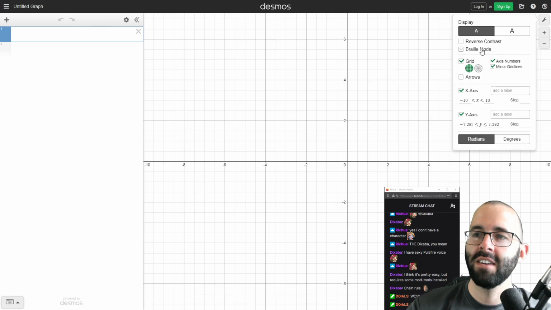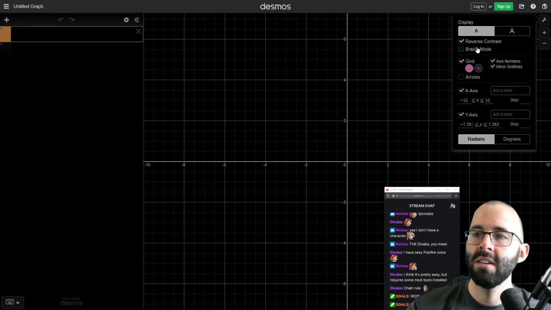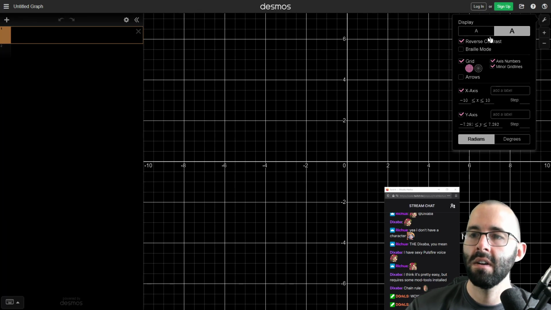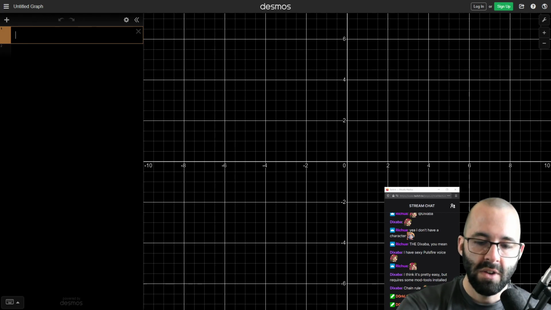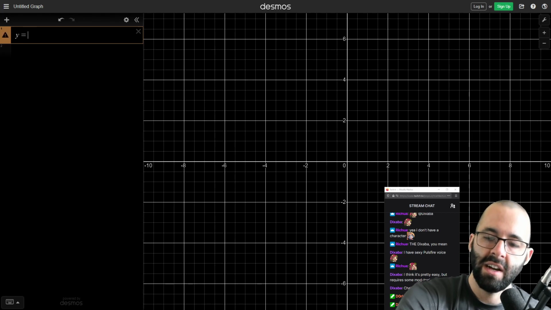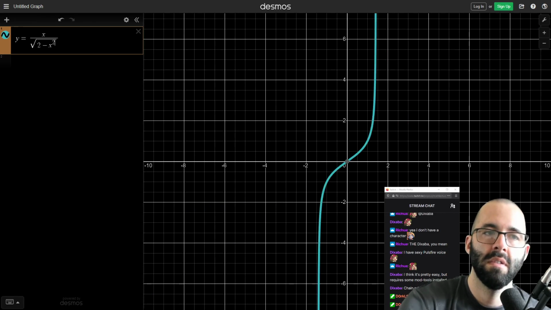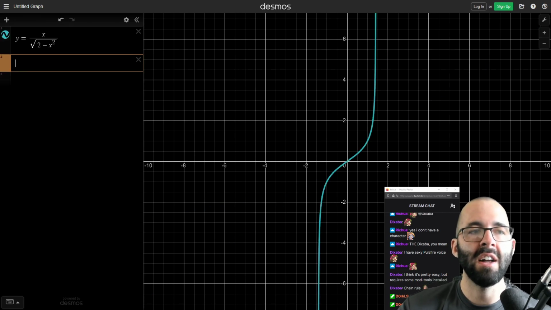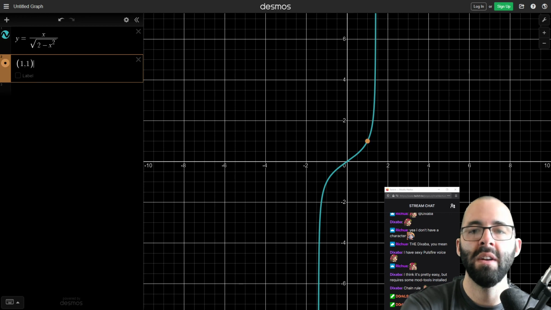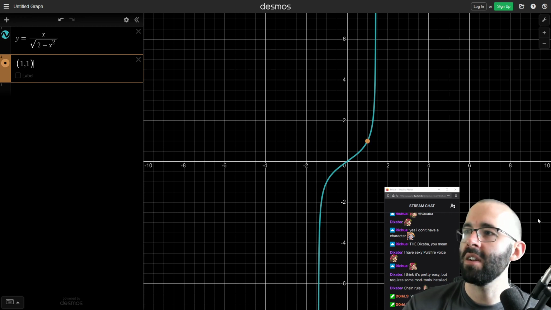Great. Let's graph this and see what we got. So we're looking for the tangent line to this equation. We're looking for the tangent line at the point 1, 1. So we're going to type in a line.